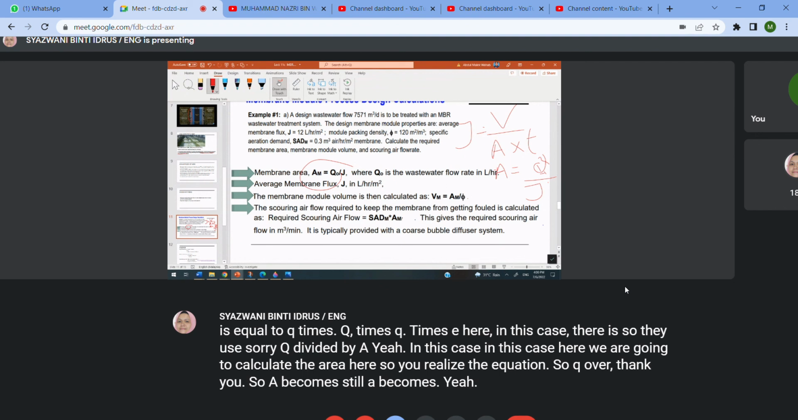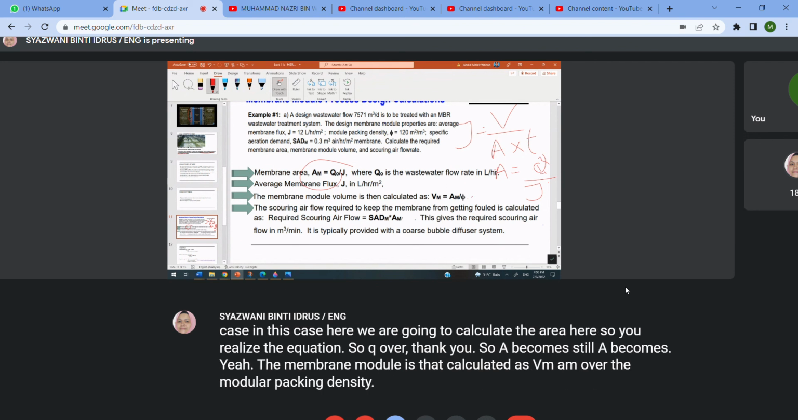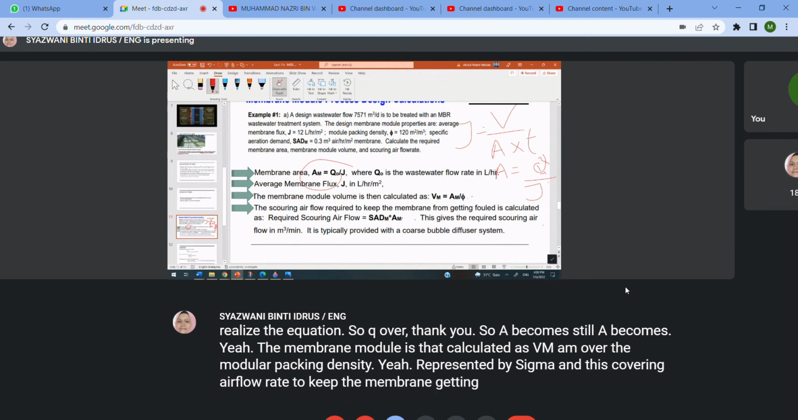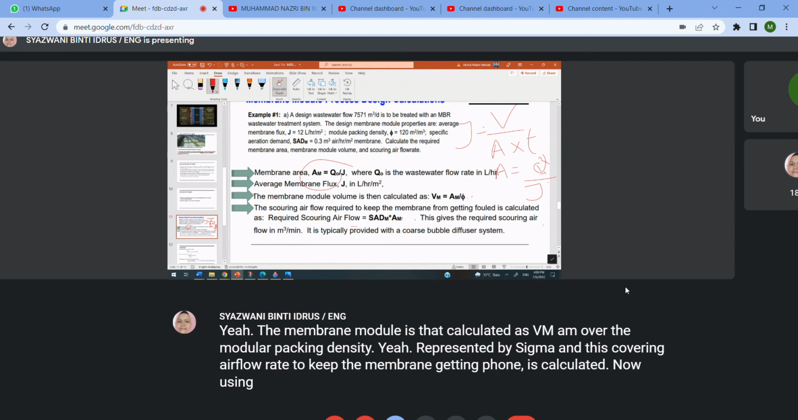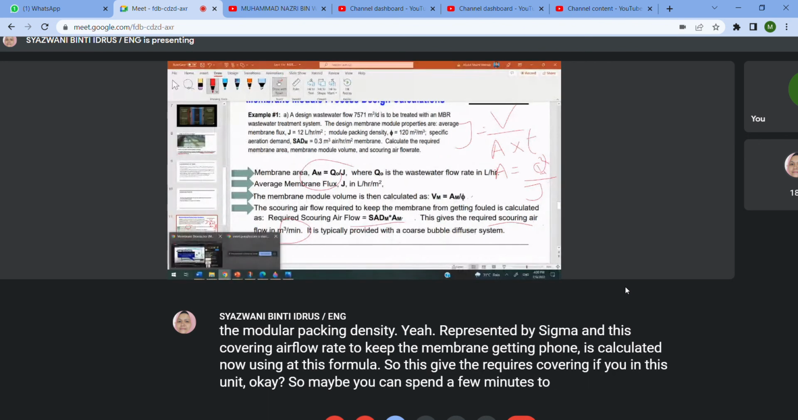The membrane module volume is then calculated as VM equals AM over the module packing density, represented by sigma, and the scouring airflow rate, to keep the membrane from fouling, is calculated using this formula. So this gives the required scouring airflow in this unit. Okay, so maybe you can spend a few minutes to read the question.